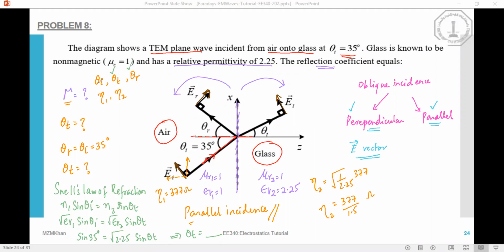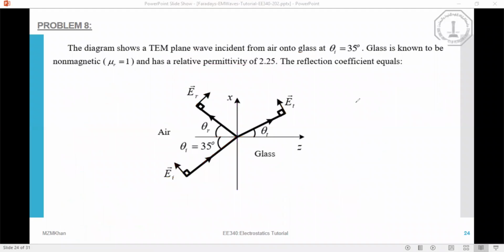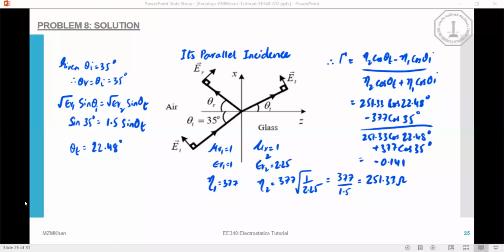Theta R is known to us. Theta I is known to us. Eta 1 is known to us. Eta 2 is known to us. Then you can substitute in your expression, which is here. This is my expression for parallel incidence: eta 2 cos theta T minus eta 1 cos theta I over eta 2 cos theta T plus eta 1 cos theta I. All of them, we have got it.